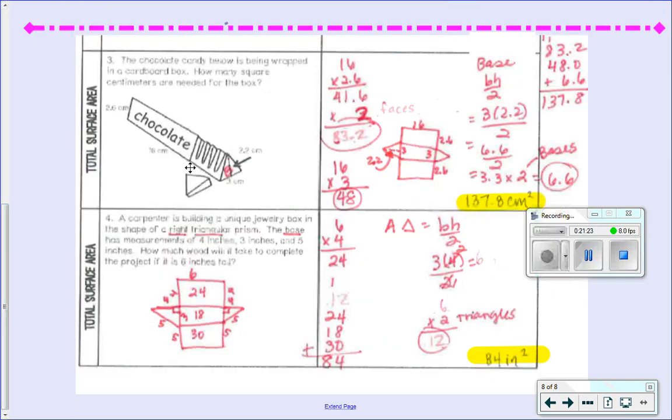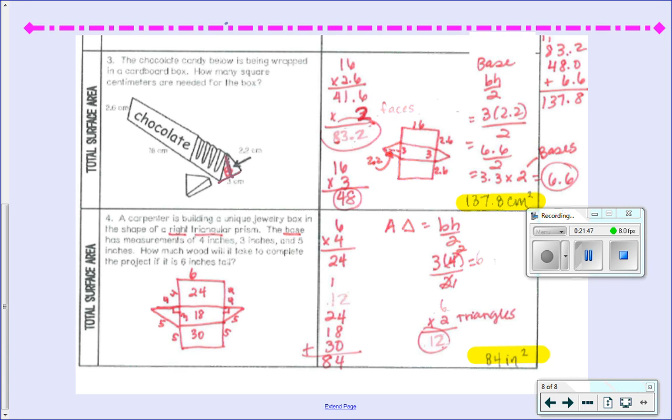All right, so our first one, the chocolate triangular prism, 137 8/10 centimeters squared. How are we with that? Do we need to go over it? Okay, let's do it. All right, so if we look at our bases, they're what shape? Triangles, right?